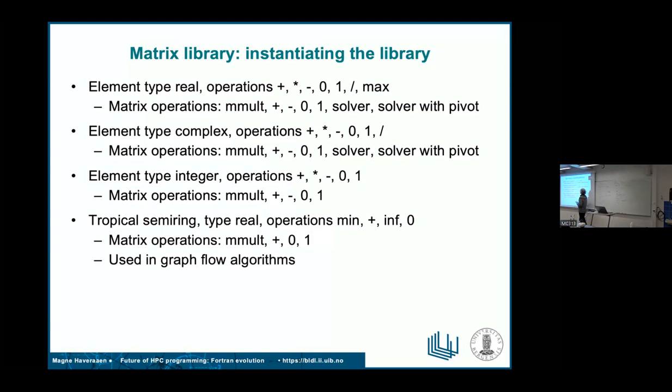Throw in type real. It has operations min, in which position? I'm using min now, but in which position in this list of arguments is min placed? Remember, the list of arguments is like this. So the minimum function comes in place of plus. The plus function comes in the place of the multiplication operation. Now I don't have an inverse, but I have infinity for 0, and I have 0 for 1. This is my instantiation.